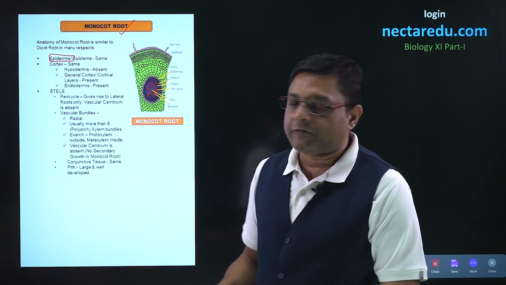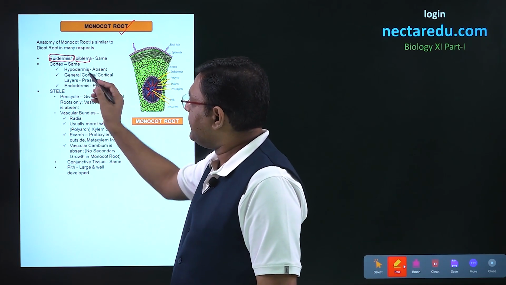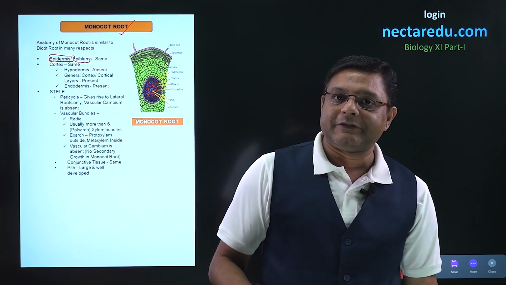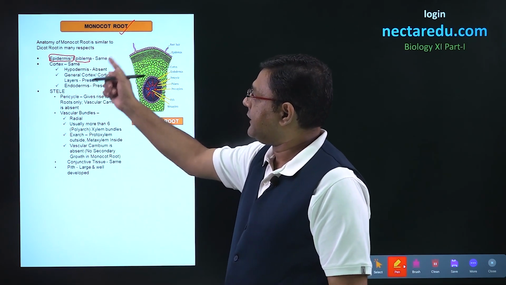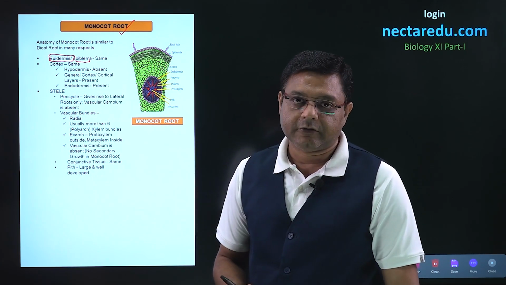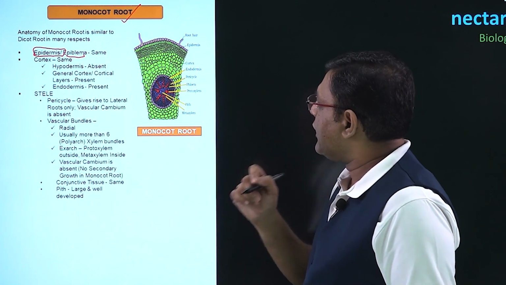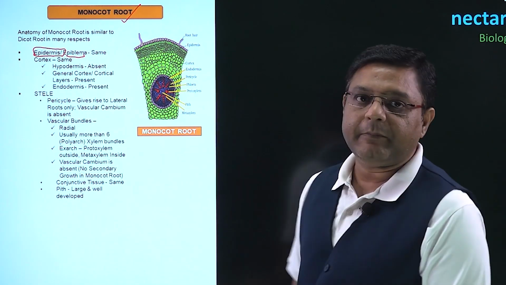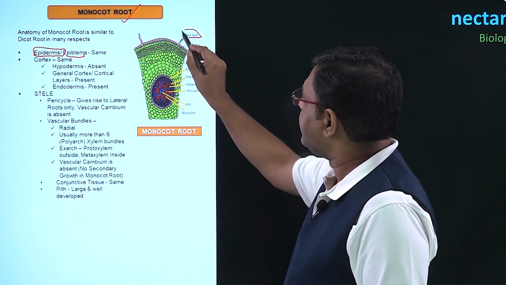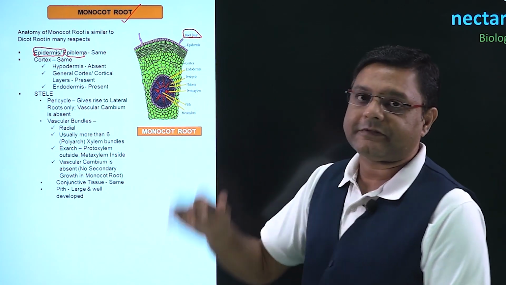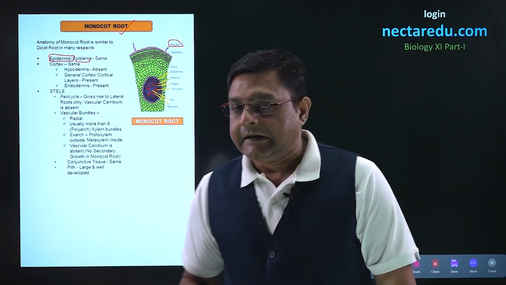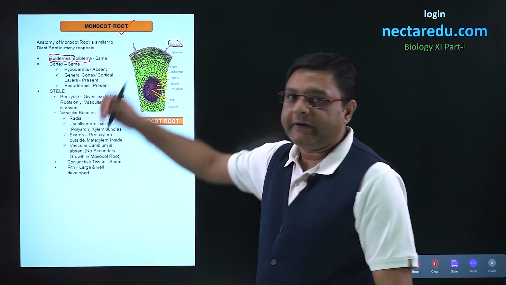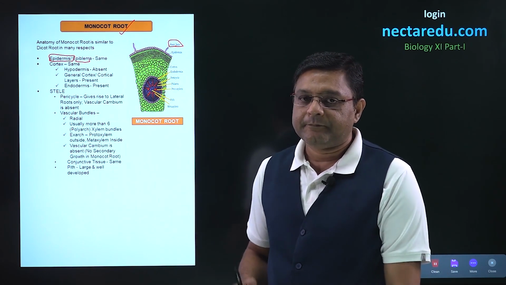Epidermis in the case of roots is called as epiblemma. So the same condition was present in the case of dicot root and the same epiblemma is present in the case of monocot root. In monocot roots also, this epiblemma will give rise to the root hairs and the same case was present in the case of dicot roots also. Now, below the epidermis, cortex will be present.